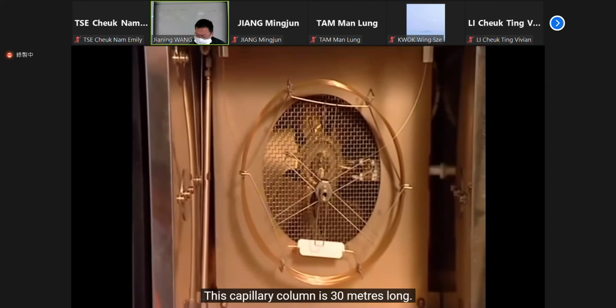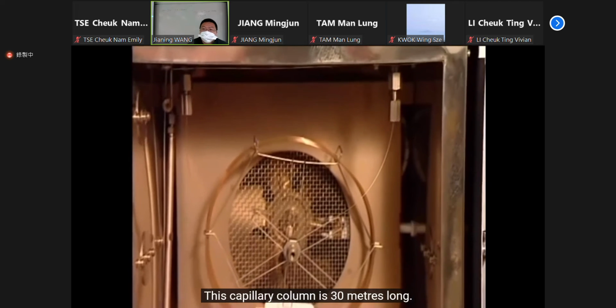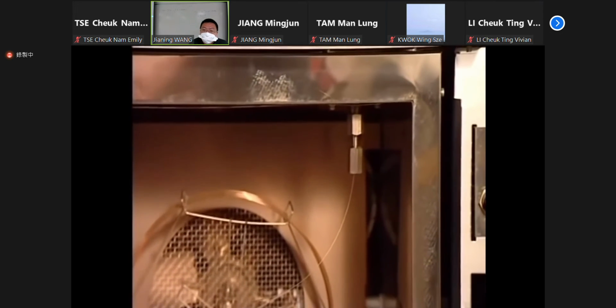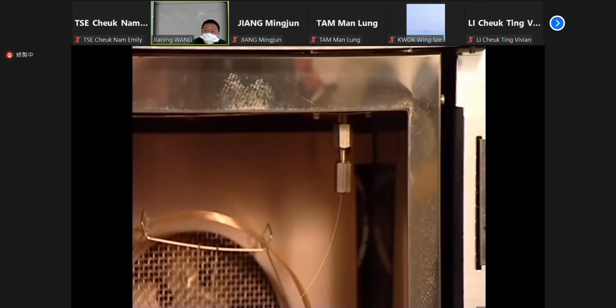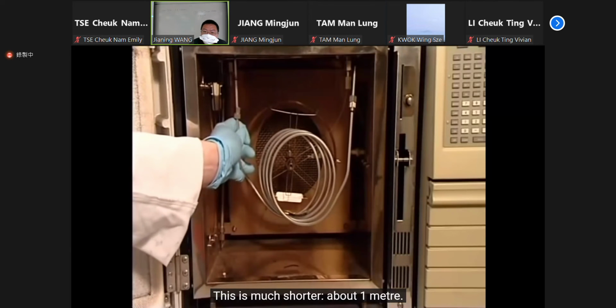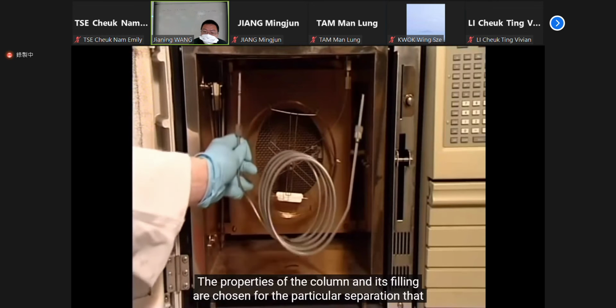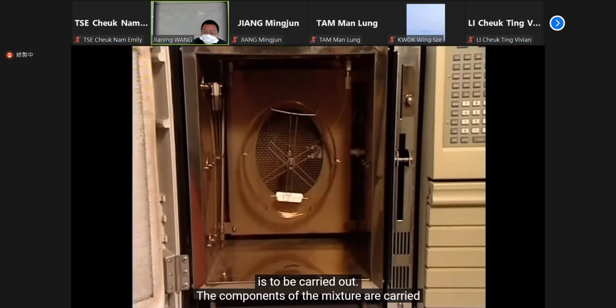This capillary column is 30 meters long. This is much shorter, about 1 meter. The properties of the column and its filling are chosen for the particular separation that is to be carried out.